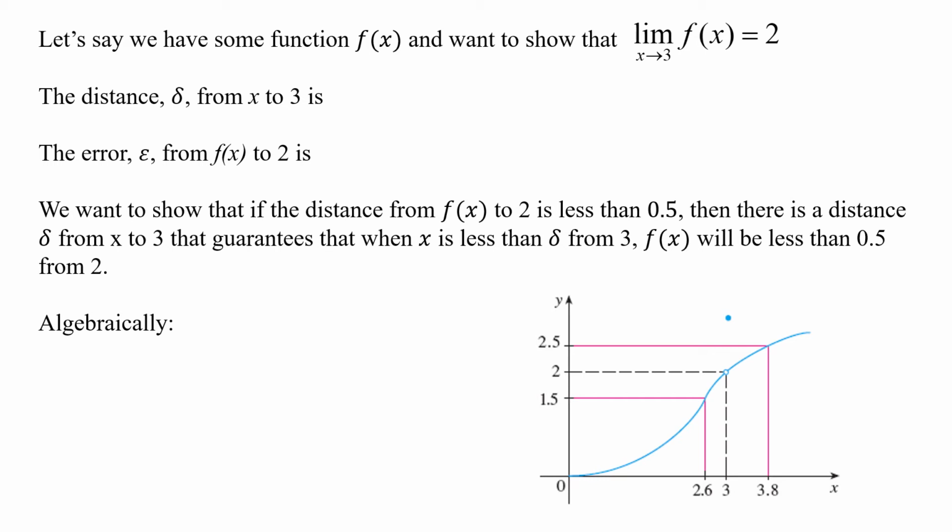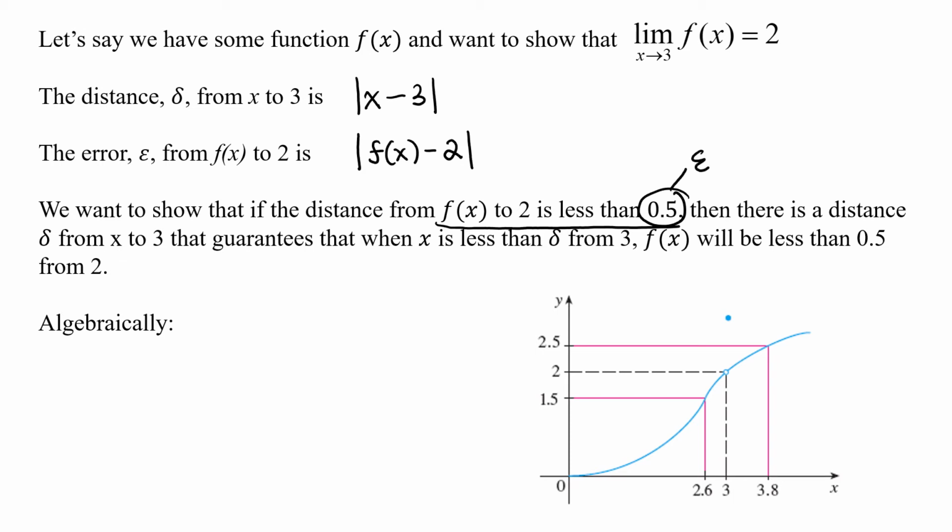In this case, the distance delta from x to 3 could be represented as the absolute value of x minus 3. And the error from f of x to 2 would be the absolute value of f of x minus 2. Just like we've seen before, that's how we use absolute values to show distance. And our goal in this case is we want to show that the distance from f of x to 2 is less than 0.5, so that's the maximum error.